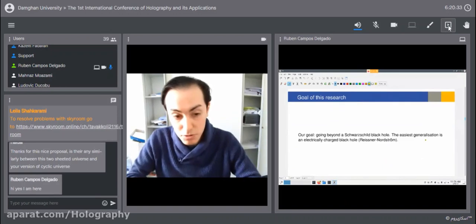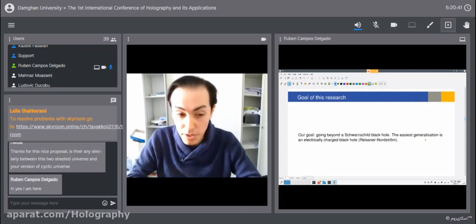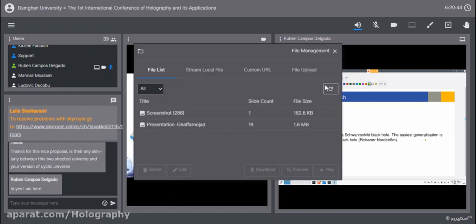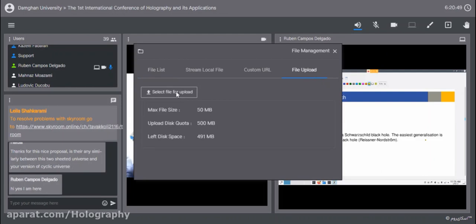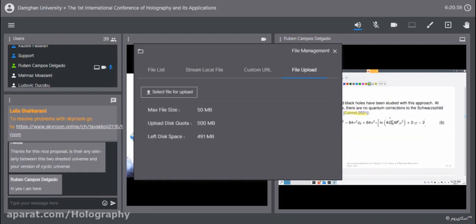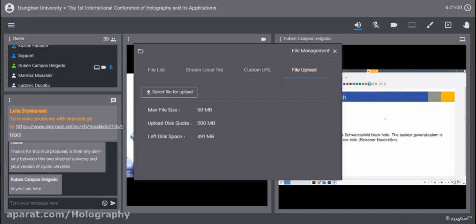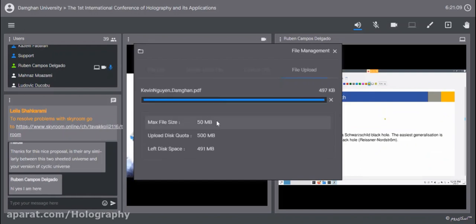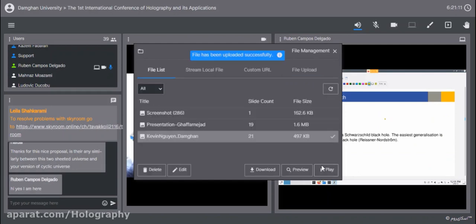Now, in this research, we want to go beyond the Schwarzschild black hole. We want to generalize these calculations. The easiest generalization that we can do is studying an electrically charged black hole, also called Reissner-Nordström. It's different from the previous case, where we had only Schwarzschild. Here we have a charge, so we are no longer in vacuum, and the black hole generates an electromagnetic field. So the energy-momentum tensor is no longer zero.